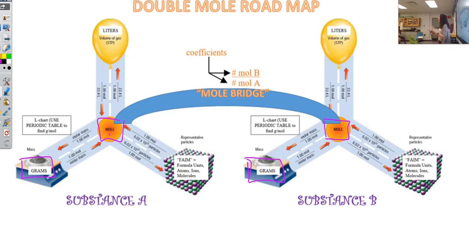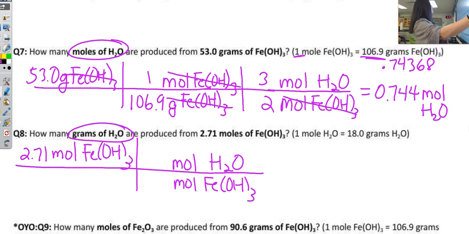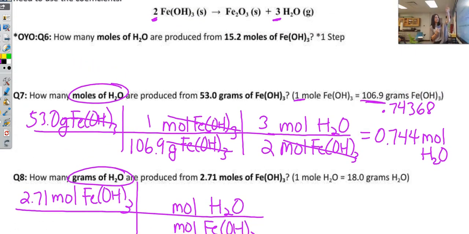Okay? You will have this for the quiz, by the way, the double mole roadmap. You'll be able to use that. I call it the switch it thing too. Okay, so I said we were going mole to mole first. I'm switching over to the other substance, which is H2O. So let's take a look at our balanced equation. Again, I need the coefficients in order to figure this one out. It looks like I have H2O on top and FeOH3 on the bottom. On the count of 3, what are my numbers? 1, 2, 3. 3 over 2.